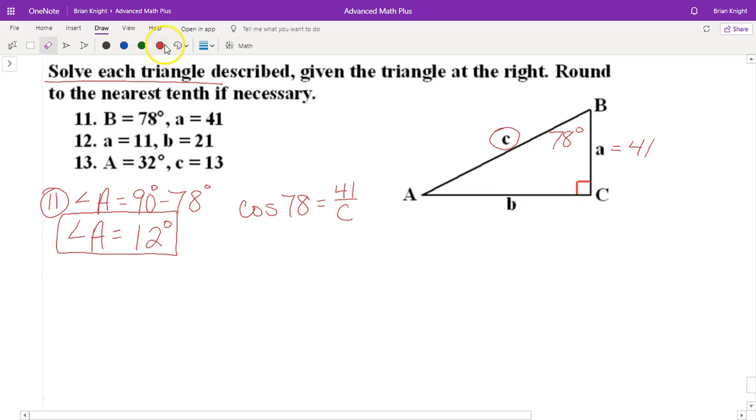What do I do when the variable is on the bottom? You just switch them. So C will be 41 divided by the cosine of 78. Tell me what that is, rounded to the nearest tenth. 41 divided by the cosine of 78.